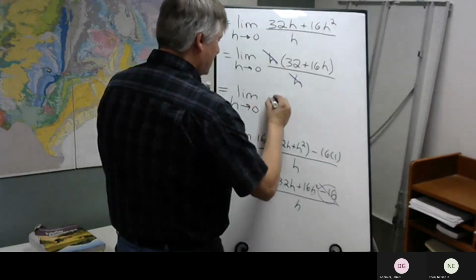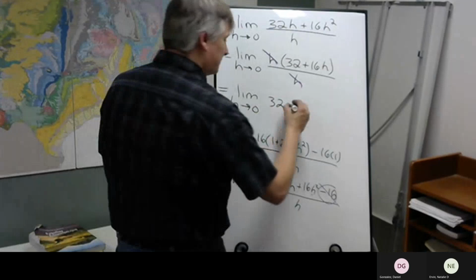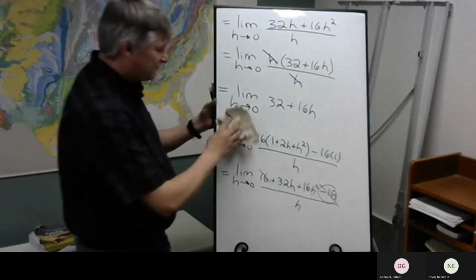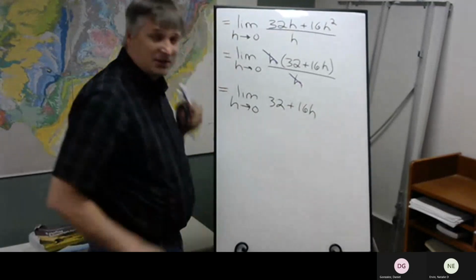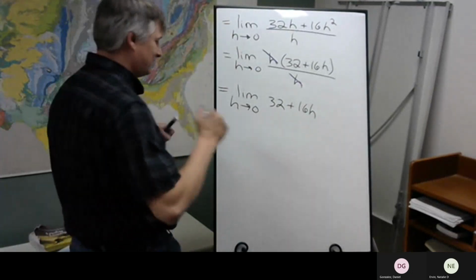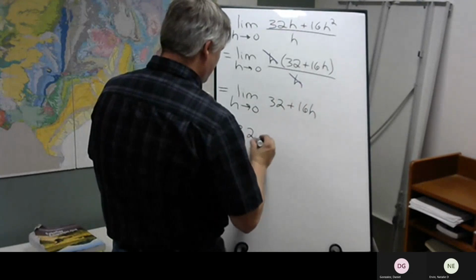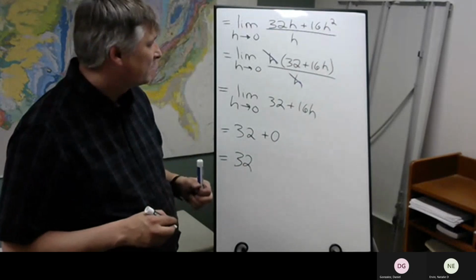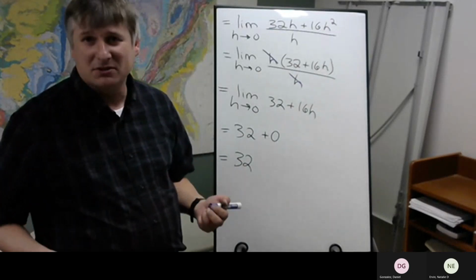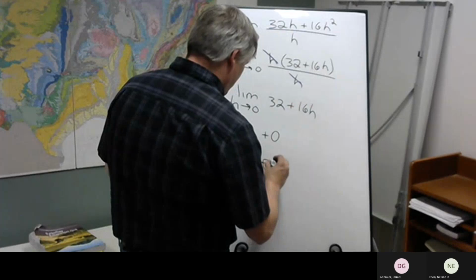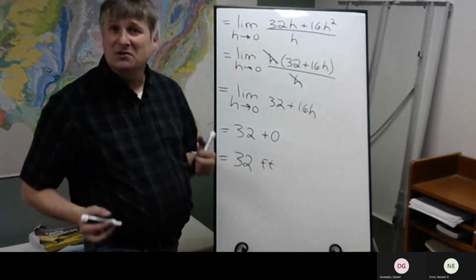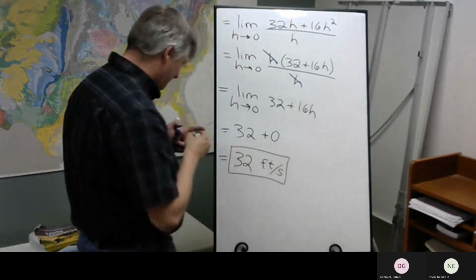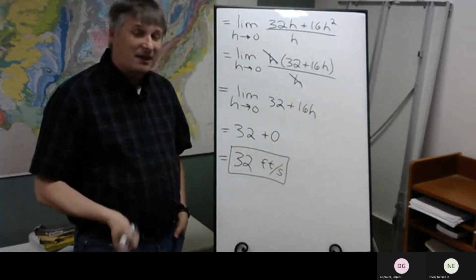And once again, we can talk about dominant terms. And in this case, as h goes to 0, 16h is practically 0. So we're going to get 32 plus 0, or 32. Now this does have units. The function f, it measured distance in feet. And then this was divided by time, which is measured in seconds. So this is feet per second. And that's it.